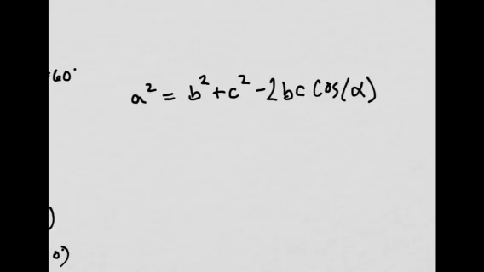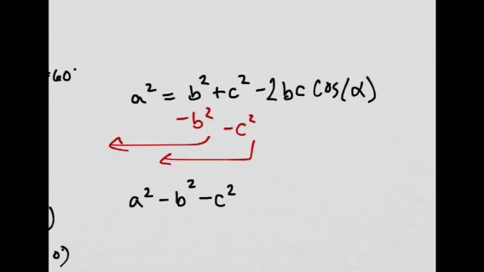Now, I already know I want to solve for alpha. I already know A, B, and C. So, if I just solve for cosine of alpha right now, then I can get everything over, well, let's see what happens. If I subtract B squared, that's over there, and then I subtract C squared, that's over there. Then what do I end up with? I have A squared minus B squared minus C squared. That's equal to negative 2bc cosine of alpha.